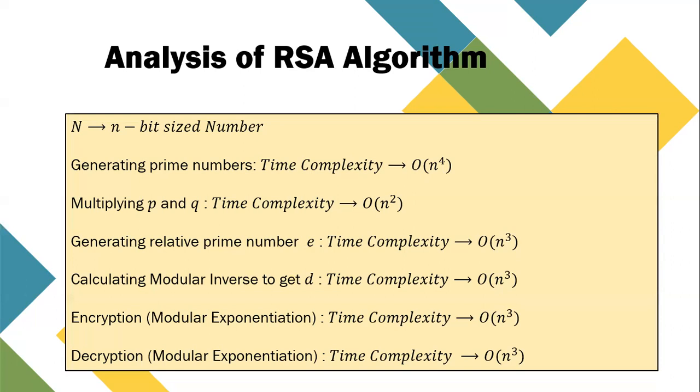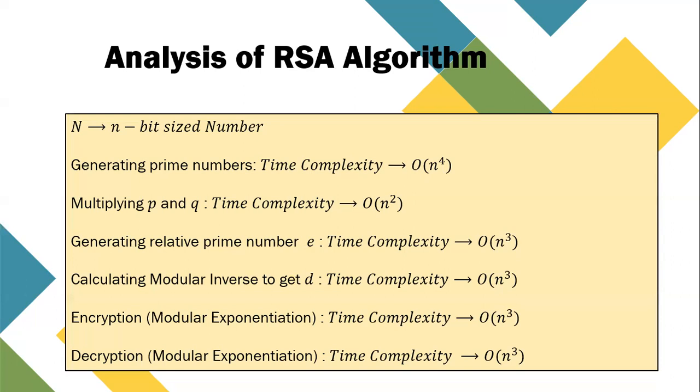Next, we multiply the two prime numbers p and q. The time complexity is O(n^2), just because we are considering elementary multiplication. Although there are different multiplication techniques, algorithms such as Karatsuba's algorithm, which will bring down the complexity to n^1.58, or even if fast Fourier transform is used, then it can be brought down to n log n. But for the sake of simplicity, we'll be sticking to the elementary multiplication.